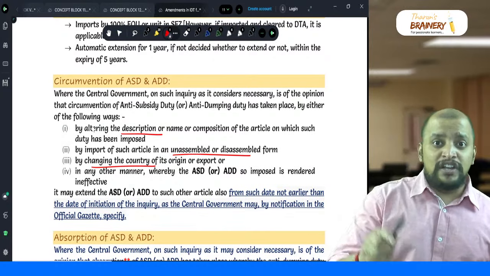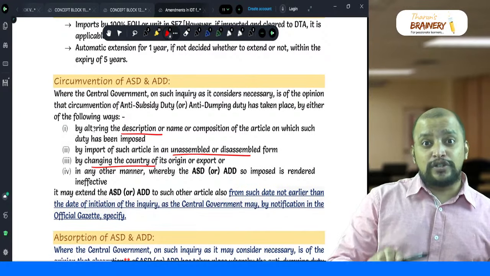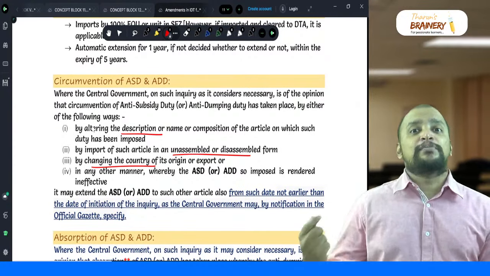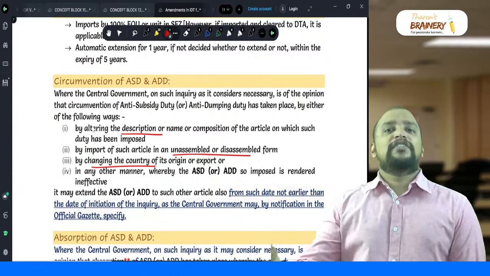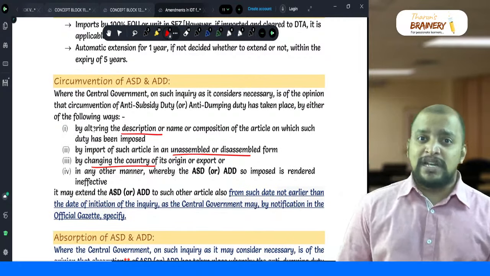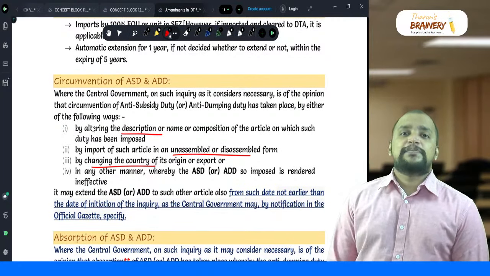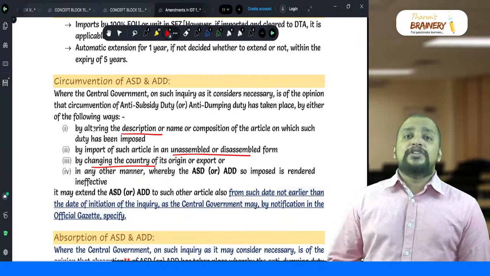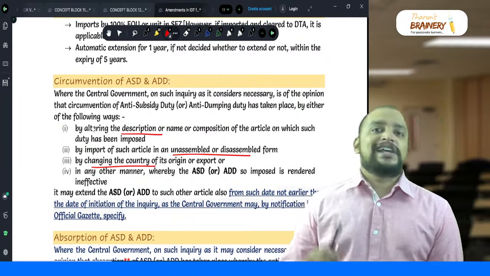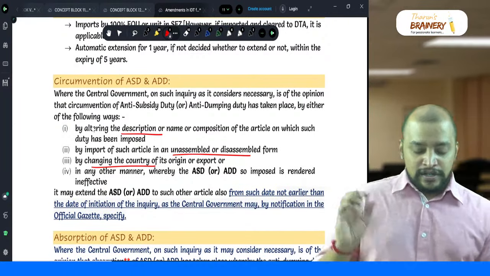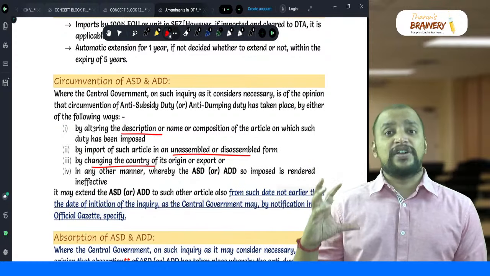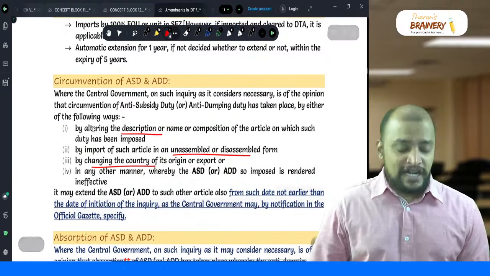So they have given it only for the product. But if you are trying to escape from anti-dumping duty against that product and importing it in unassembled form, even for that unassembled form they can make it applicable. And suppose you are importing from Germany and it attracts anti-subsidy duty, and you try to change it and import from Japan, then for Japan also they can levy anti-subsidy duty. So that is the power that is given to the central government here. That is circumvention of anti-dumping duty or anti-subsidy duty.